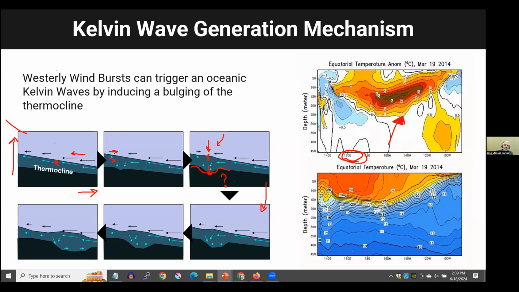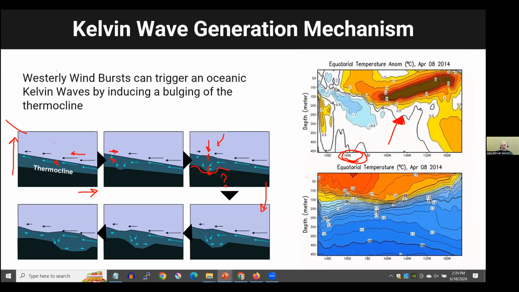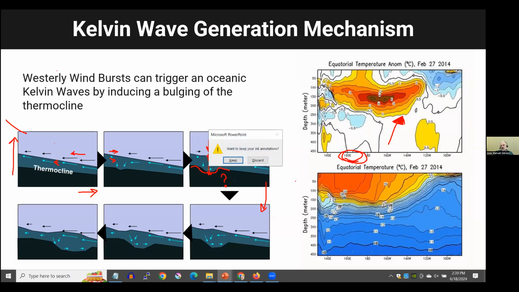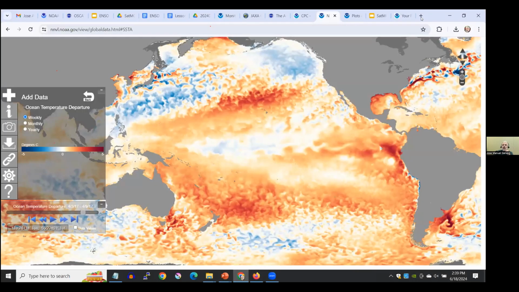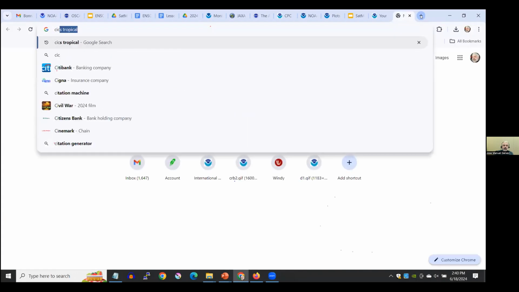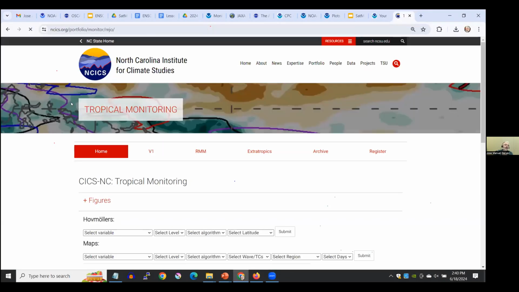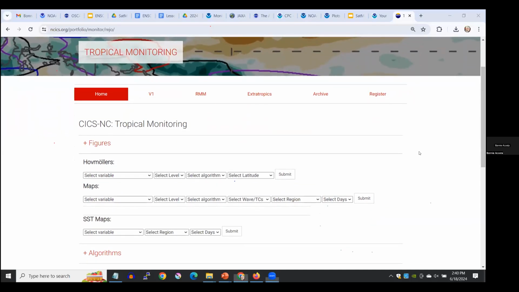Then coming to the frequency of westerly wind bursts, for this I'm just going to show, let's look at satellite data. Something that I like looking at is one of the many websites that are available. Personally, I'm a fan of this. I think Bonnie's too, if I'm right. Yes, very much.